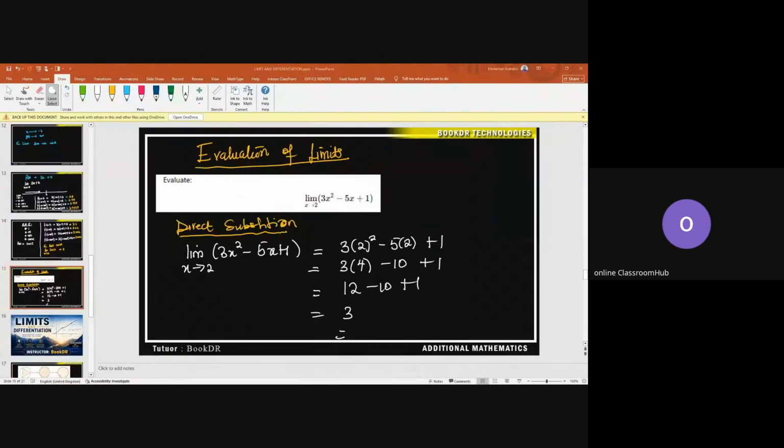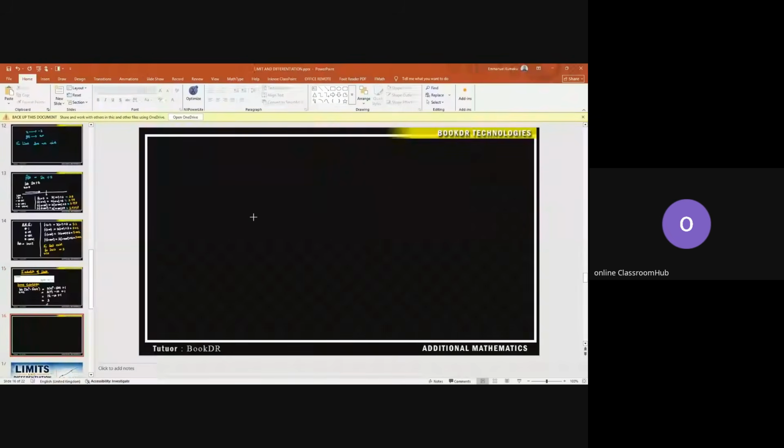Good. Let's go to the next question. That one, all of you will evaluate it. I'll give you only 1 minute to do that, and I'll randomly call you to give me your answer. The limit of the square root of x plus 7 as x approaches 9. So start work. 1 minute. Okay, let me make it 1 minute, 30 seconds.